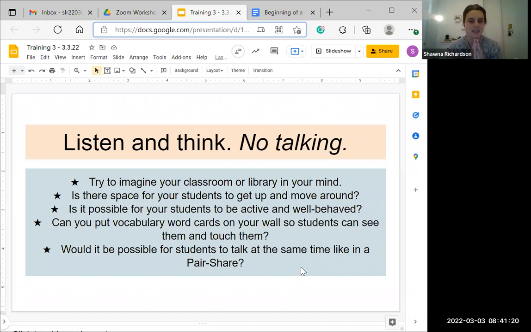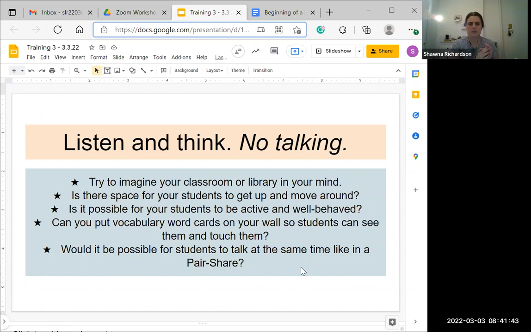It's just we're pretending. And I want you to think, is there enough space for students to get up and move around? Is there enough space in your classroom? Or is it maybe smaller and your students cannot stand up? Think about it.